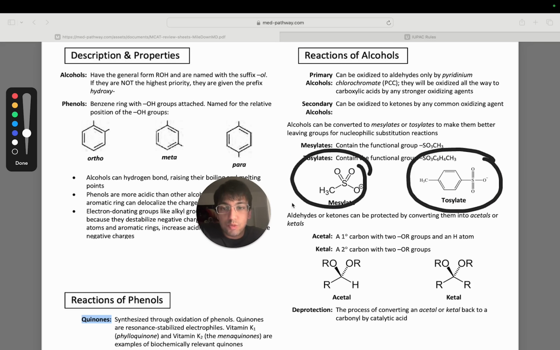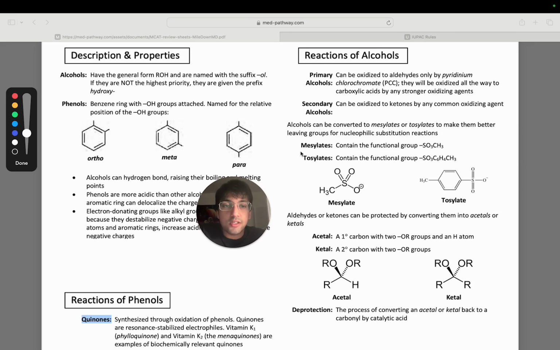To be honest, this was more important for my organic chemistry class than it ever was for the MCAT, but essentially you're taking an alcohol, which is a pretty good leaving group, but you can make it a better leaving group by converting it to this or this. A mesylate is basically a sulfur as the main atom, double bonded to two oxygens. The tosylate has a benzo ring attached to this sulfur, and that's why there's this tosylate name.